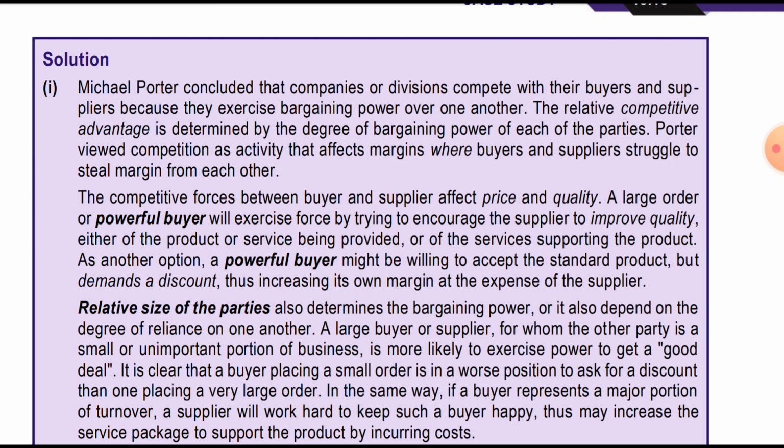We will read this once again. Michael Porter concludes that the company or the division competes with the buyer and the supplier because they exercise bargaining power over one another, whether the supplier has the bargaining power or the customer has it. The relative competitive advantage is determined by the degree of the bargaining power. So the one party which has power over the other party enjoys the competitive advantage.